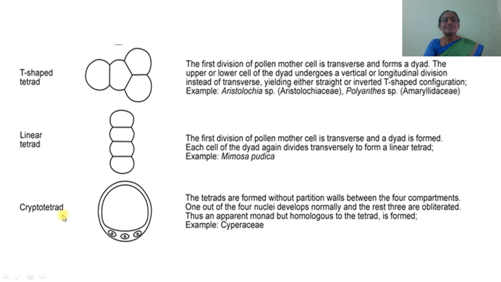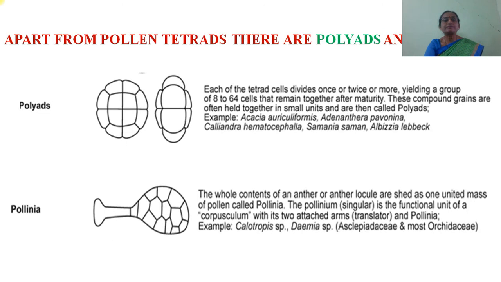Then the cryptotetrad. The tetrad is formed without partition walls between the four compartments. One out of four nuclei develops normally, and the remaining three are obliterated. Thus an apparent monad, but homologous to the tetrad, is formed. An example is Cyperaceae. Apart from the pollen tetrad, there are polyads and pollinia.